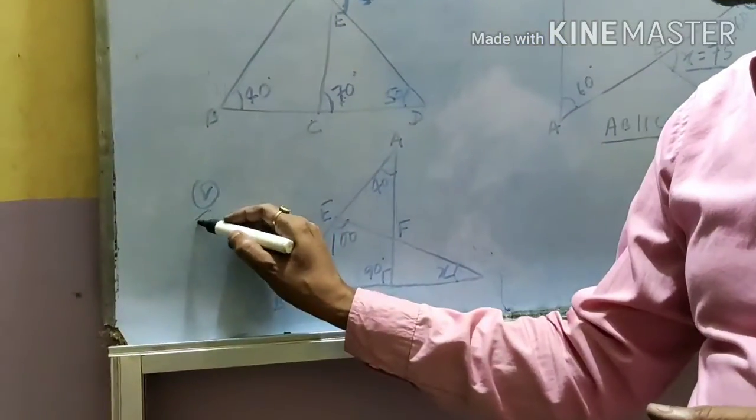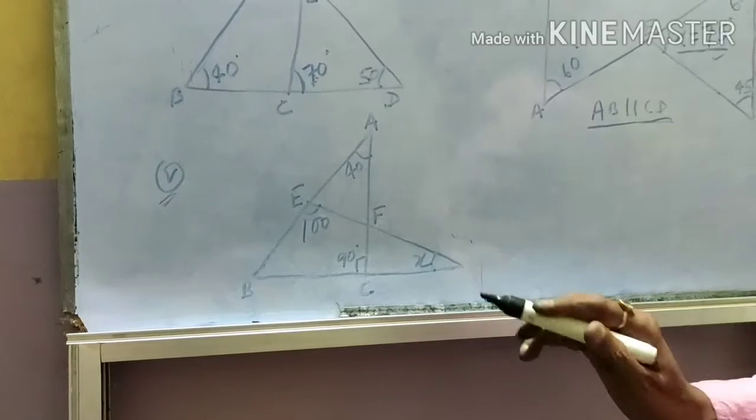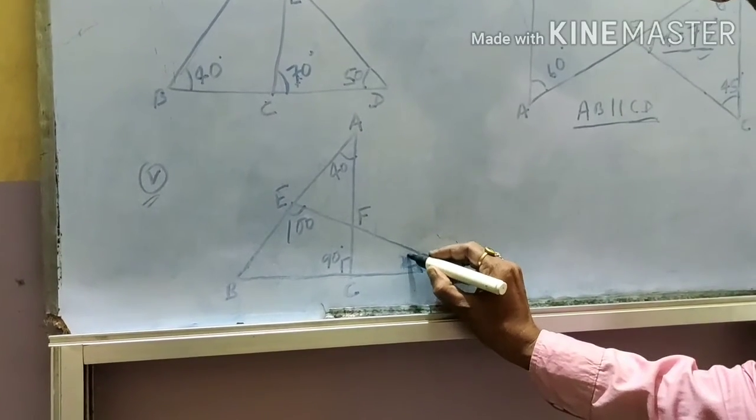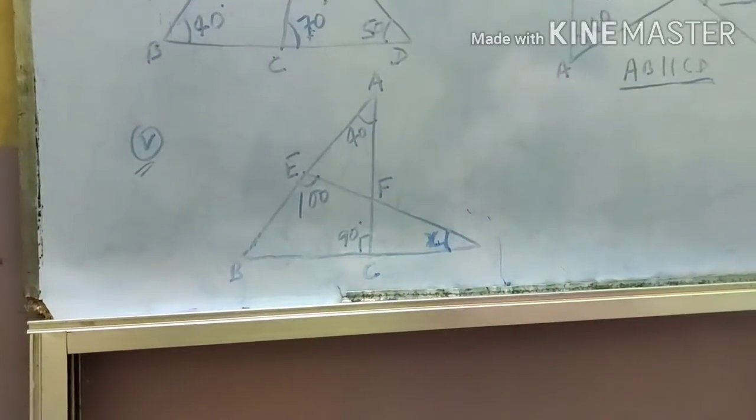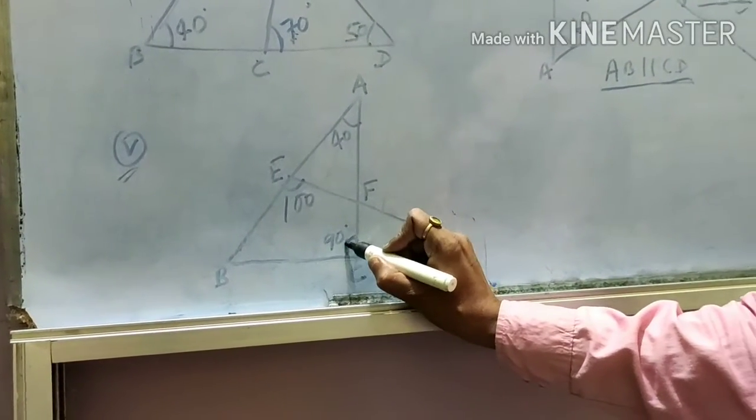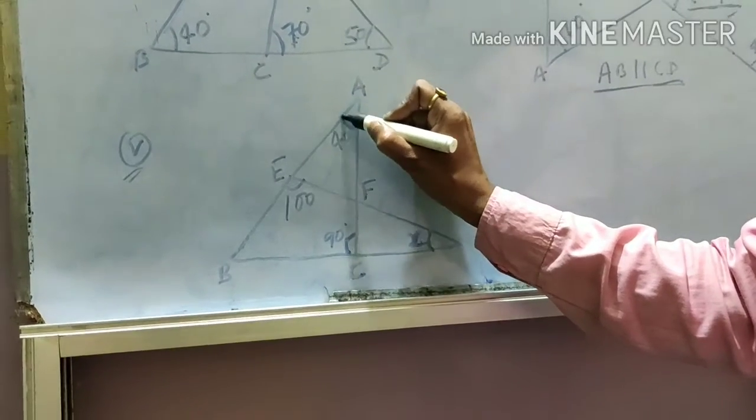The last question, student, question number 5. This figure is given. Find the value of x. All information is given here. Look at here, this angle is 90 degree, and this angle is 40 degree.